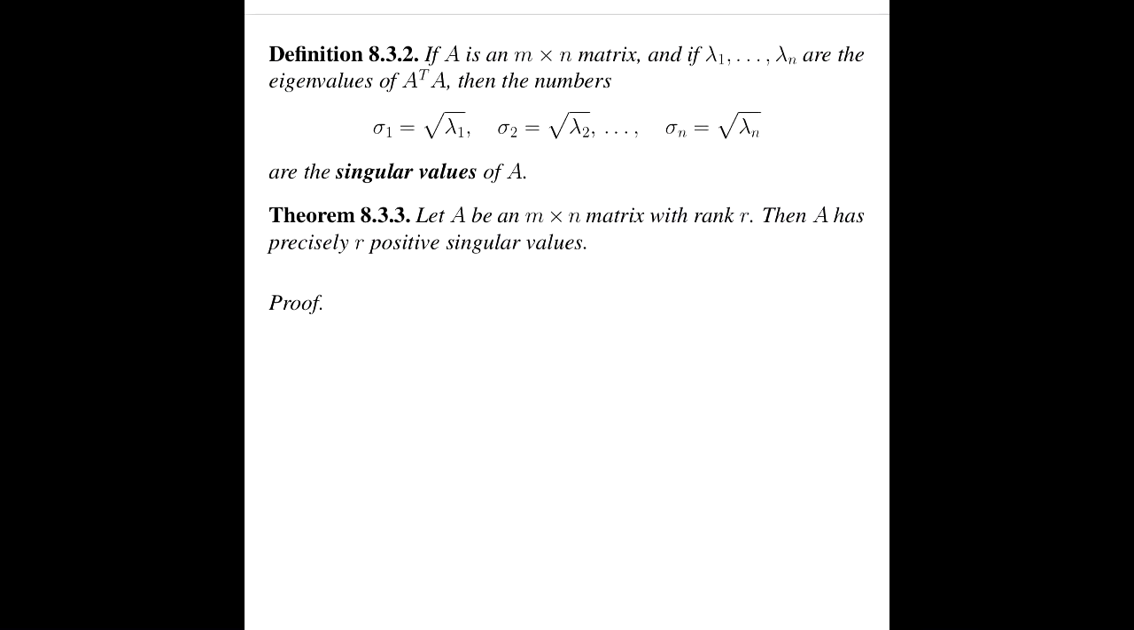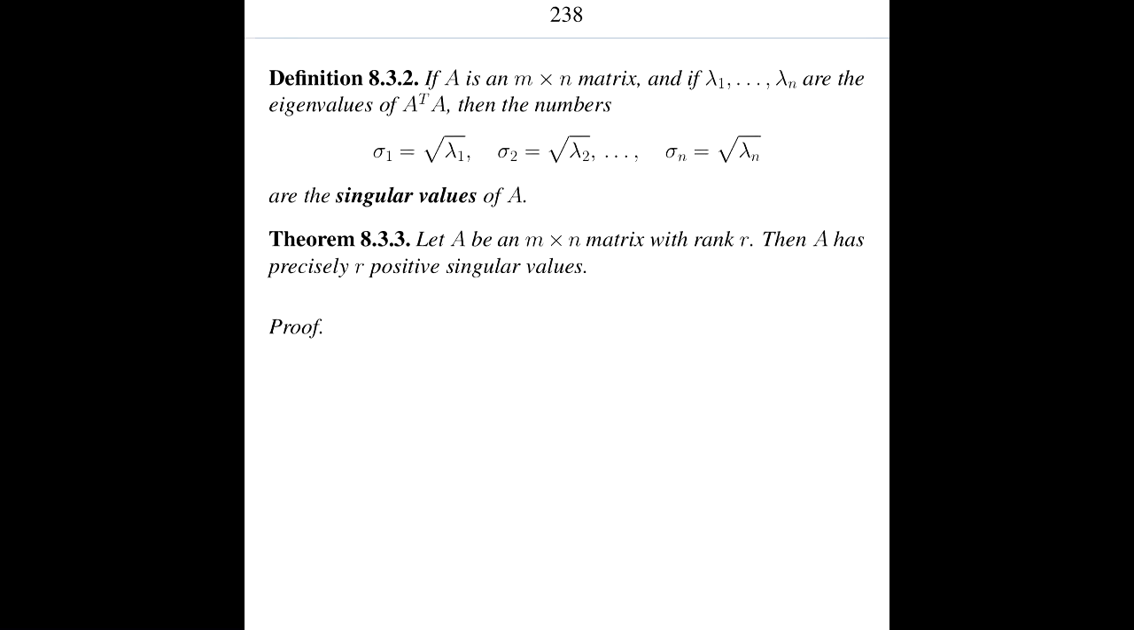Now let's talk about a definition of the singular values of a matrix. It says if A is an m by n matrix, it doesn't have to be a square matrix, and lambda 1, lambda 2 up to lambda n are the eigenvalues of A transpose times A, and a minute ago we just proved that these eigenvalues are non-negative. So we can safely define the root of them.